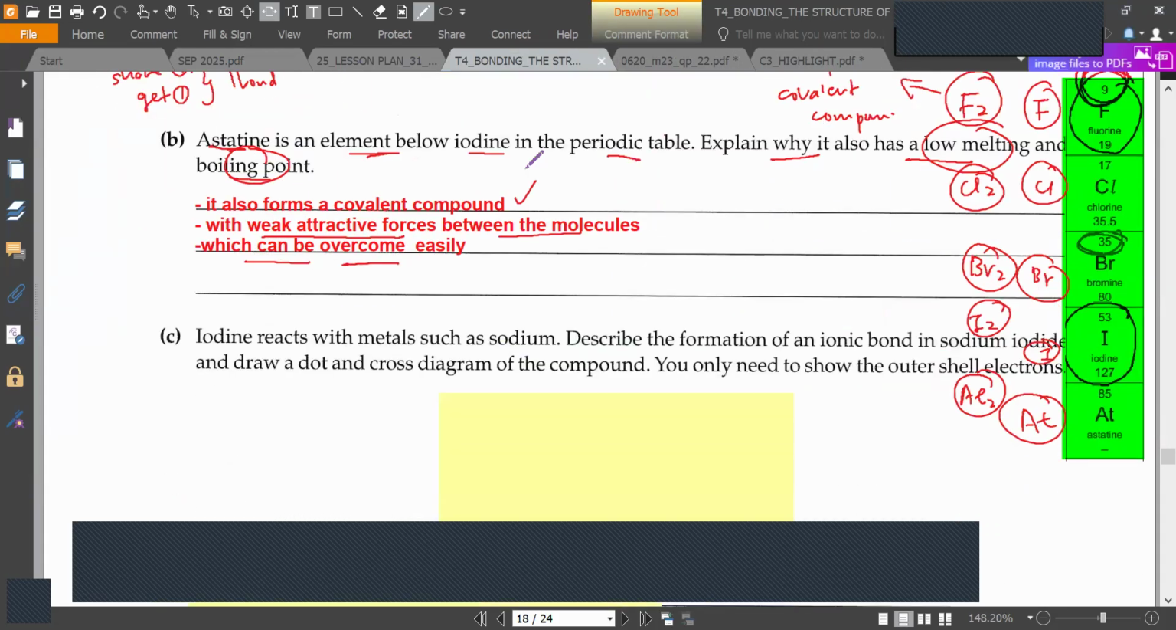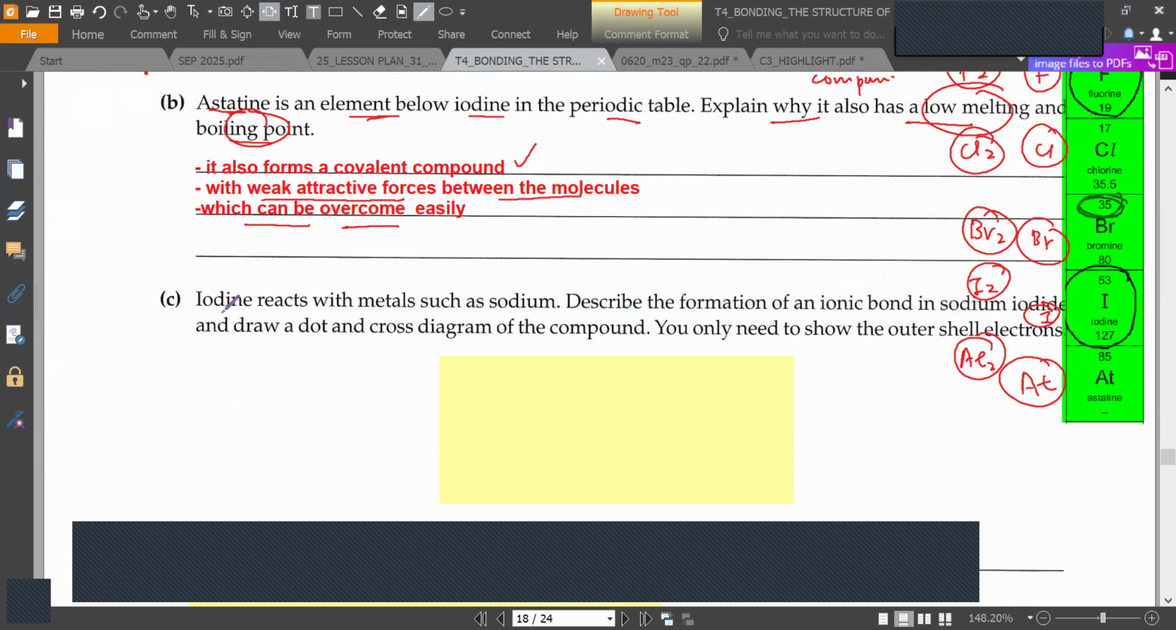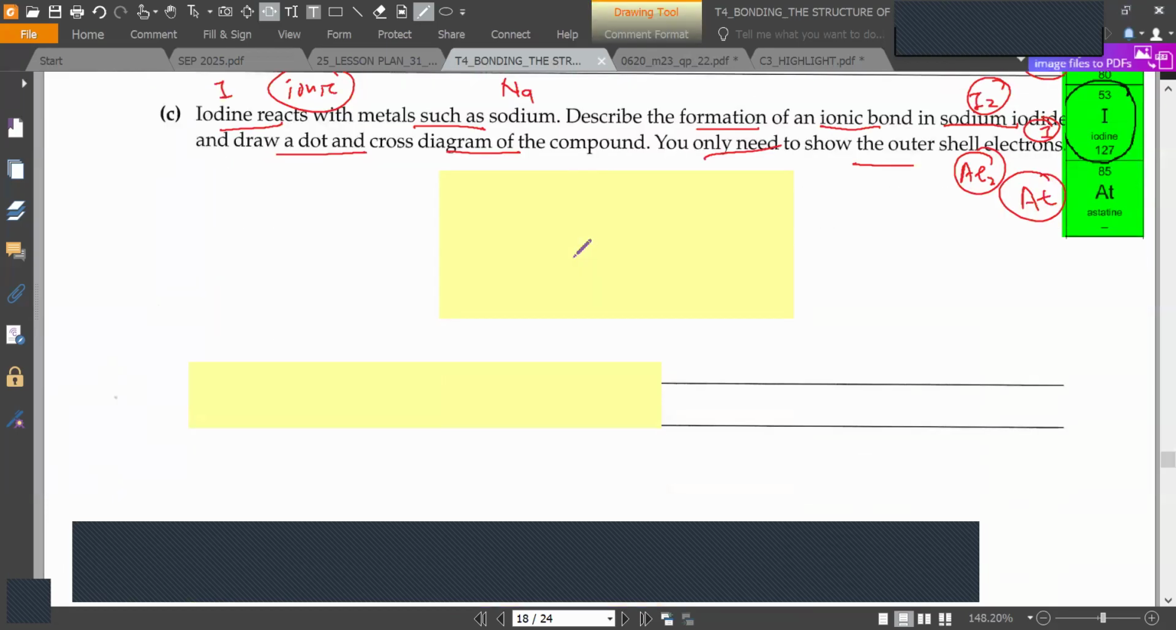Next, iodine reacts with a metal such as sodium. Sodium, iodine, so this will be an ionic compound. Describe the formation of an ionic bond in sodium iodide and draw a dot and cross diagram of the compound. You only need to show the outer shell. So again, if we don't know where to start, we always start with the atoms.